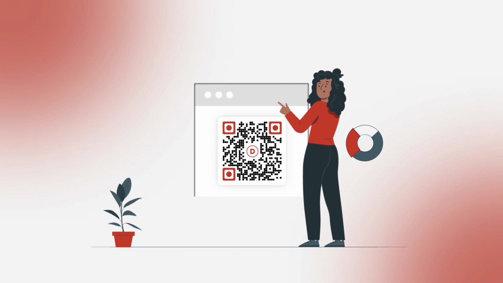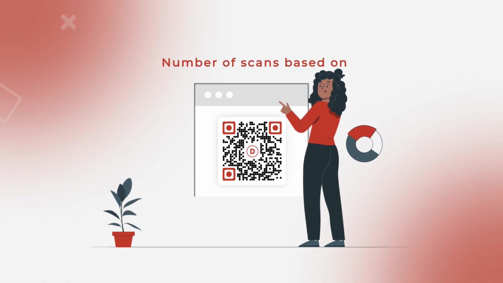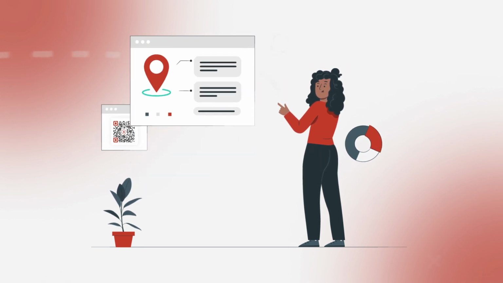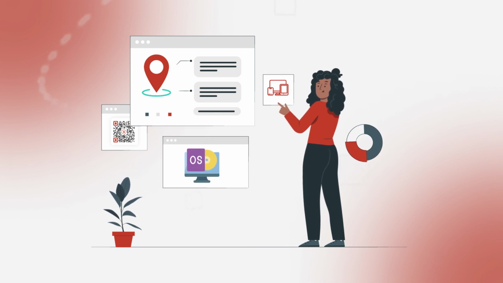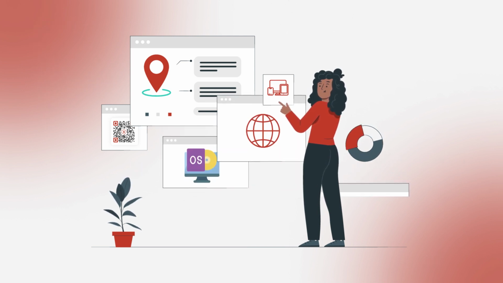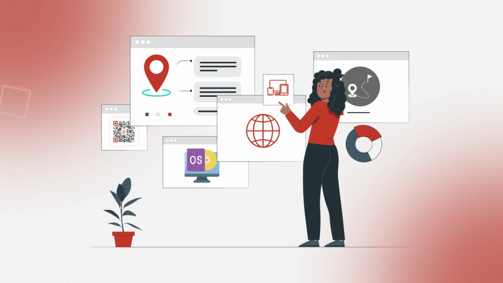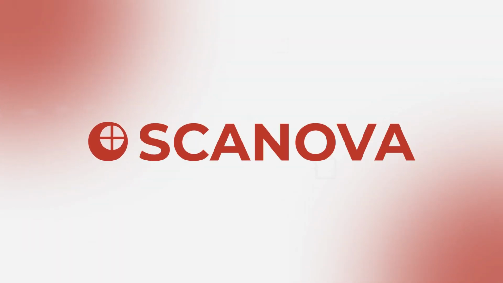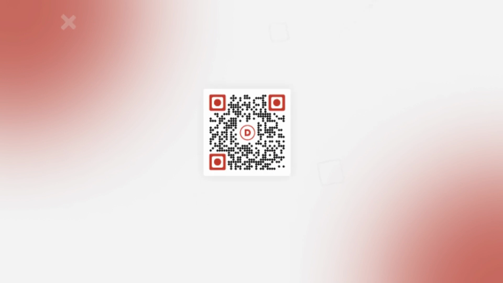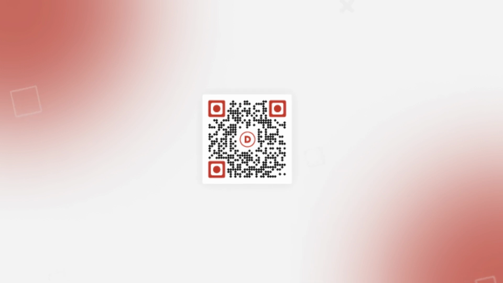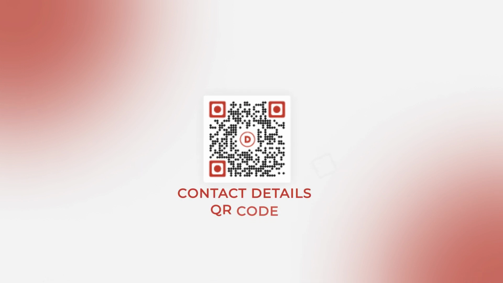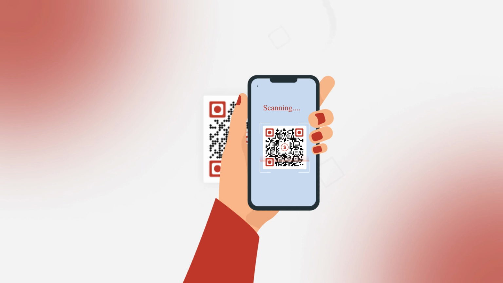For example, you can see the number of scans based on location, device, operating system, browsers used, exact GPS location. With some QR code generators such as Scanova, you can also see how users interact with the content after scanning the QR code. For example, if you created a QR code with your contact details, see how many people clicked on the Save as Contact button.